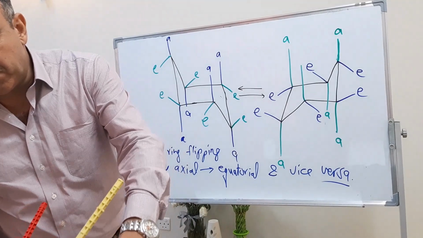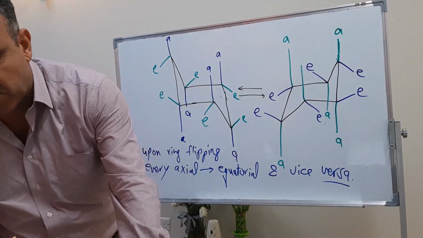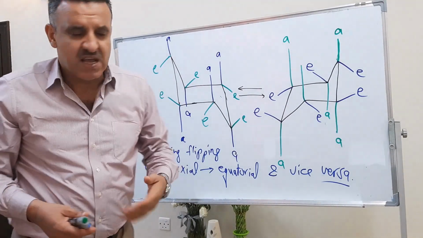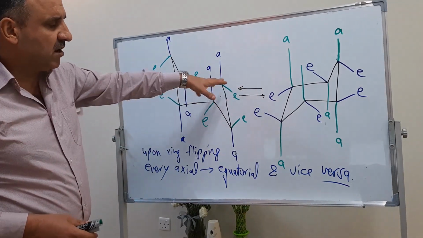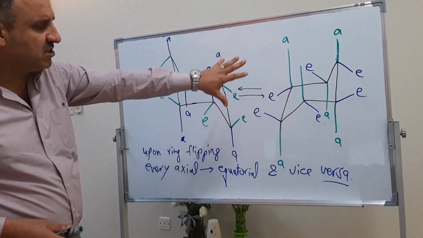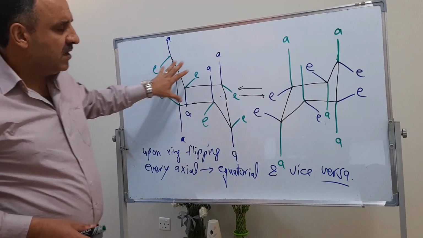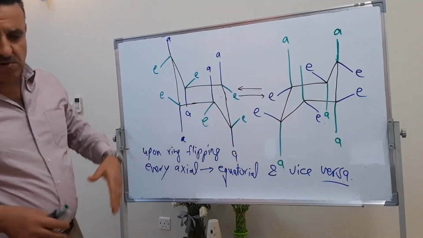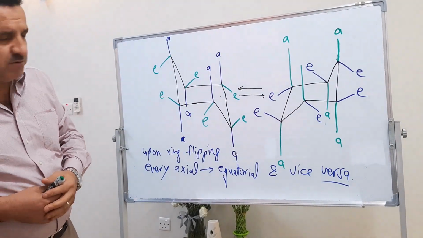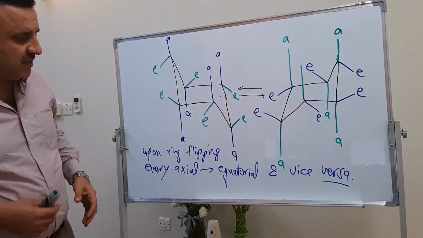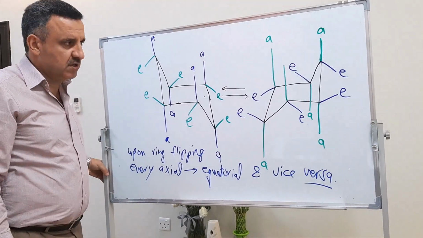Now, how do we draw the chair conformation? Of course, you need to practice how to draw it. I will show you later, but for the time being I will just explain on the board, and then we may use the model whenever it's needed. I hope you can see the board well.